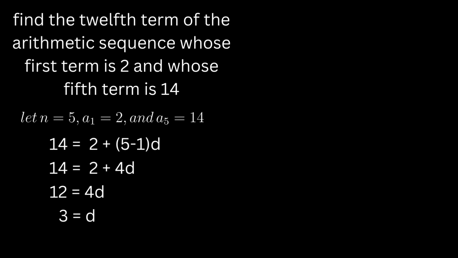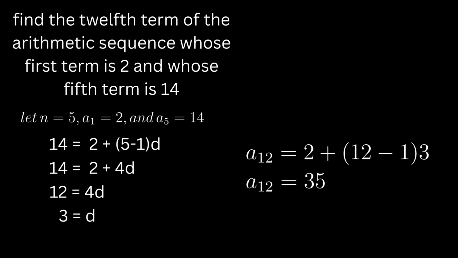Now use a_1 equals 2, d equals 3, and n equals 12 in a_n equals a_1 plus the quantity n minus 1 times d to find a_12. Thus, a_12 equals 2 plus the quantity 12 minus 1 times 3. a_12 equals 35.